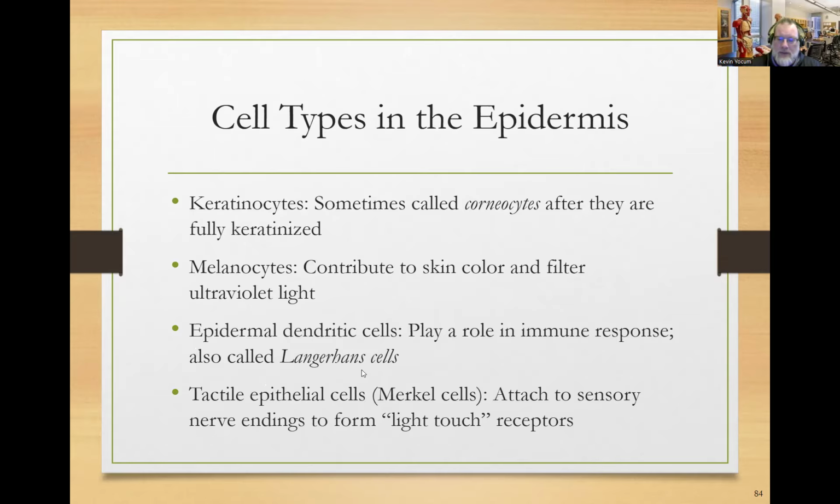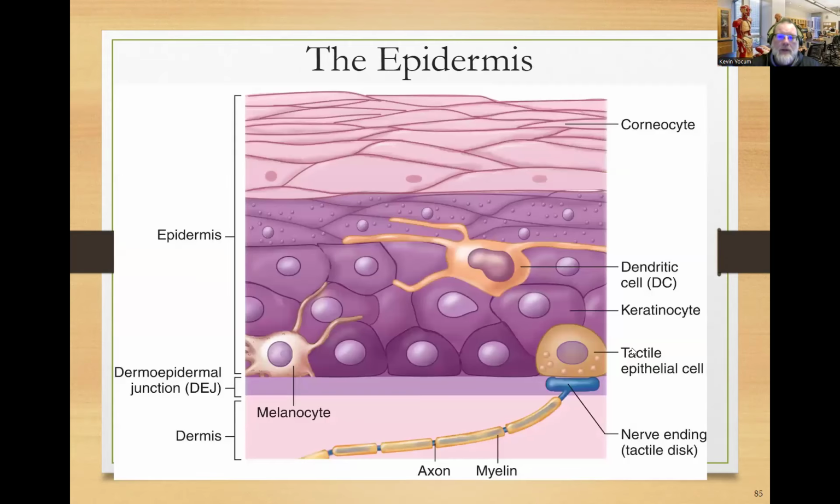Again, anything sensory is there to protect you for communication. Tactile means touch. Most of the cells in the epidermis are going to be keratinocytes or corneocytes. Then we see a dendritic cell hanging out, helping with immunity, melanocytes, which filter UV or ultraviolet rays, and tactile epithelial cells, which are connected to nerves. The nerves are down in the dermis. We do have an epidermis-dermis connection. This is the basement membrane called the DEJ, or the dermo-epidermal junction.